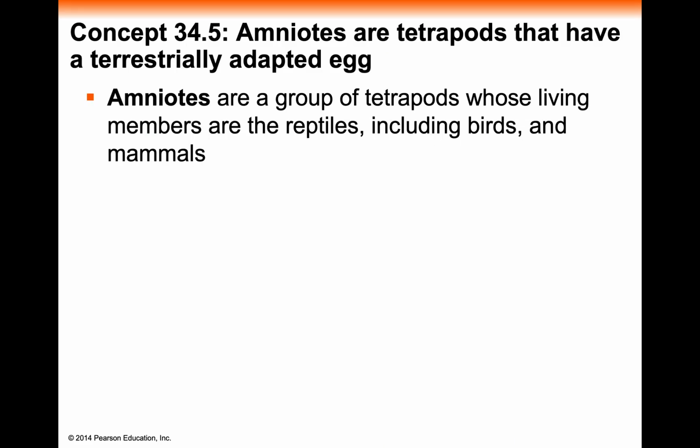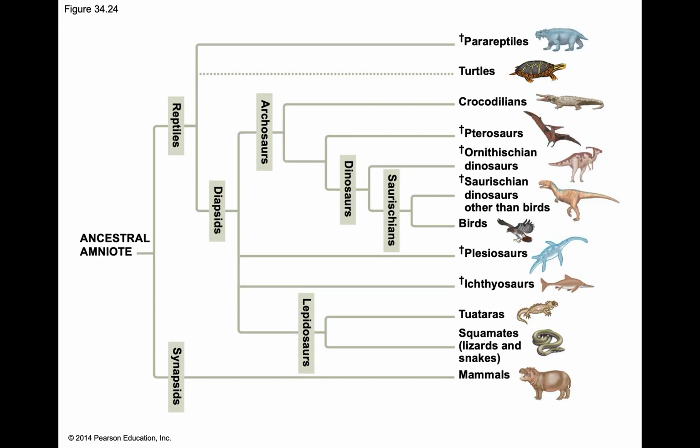So amniotes are a group of tetrapods whose living members are the reptiles, birds, and mammals. And so what is an amniote? An amniote is an organism that has an egg with an amniotic sac, like a covering that keeps it from drying out. So this includes the reptiles, which include, notice, the archosaurs, which included the crocodiles. Getting a little bit more specific, now we have the dinosaurs branching off of that, and then the Saurischians, which then led to the birds. So this includes birds and then our other groups of reptiles.